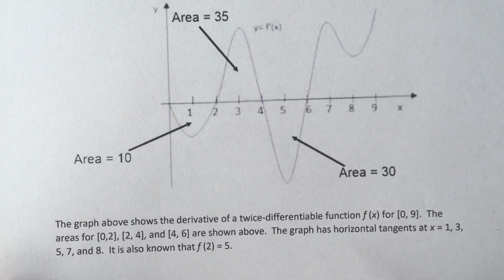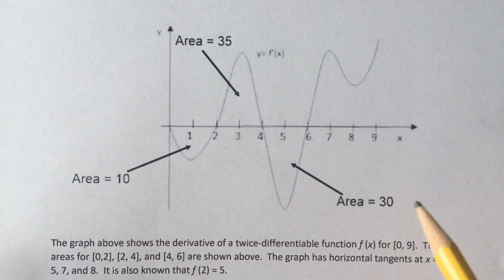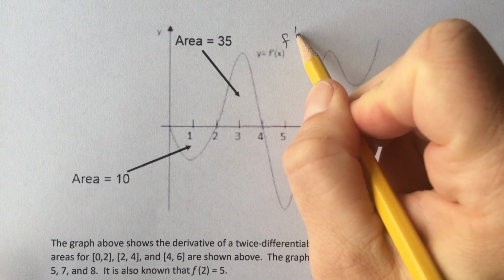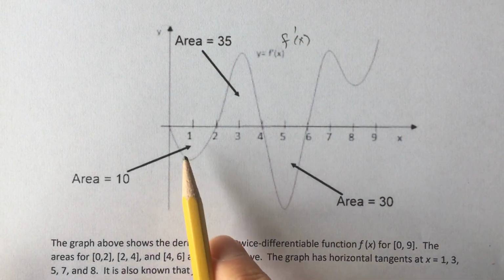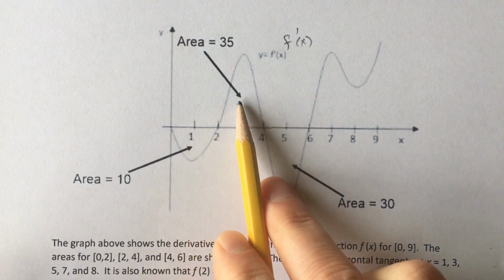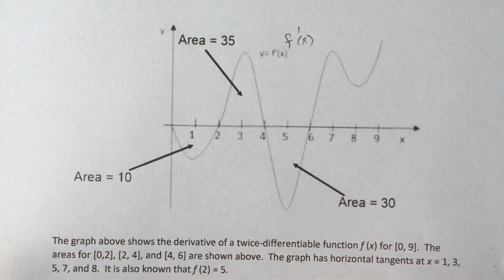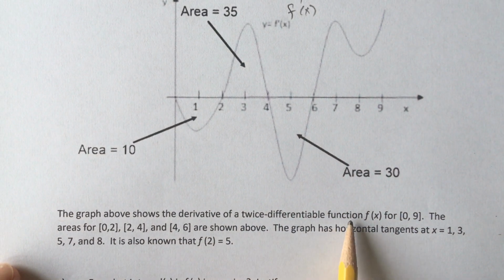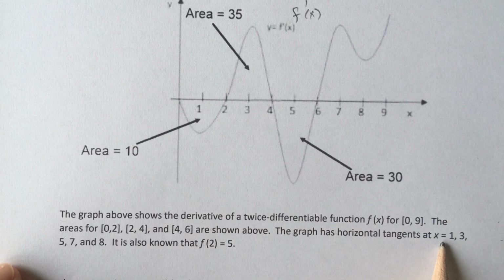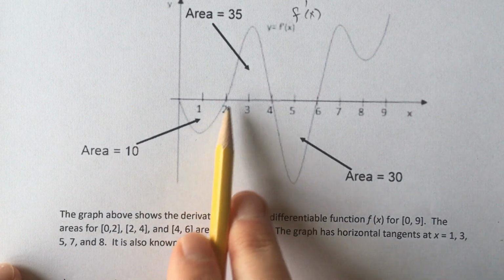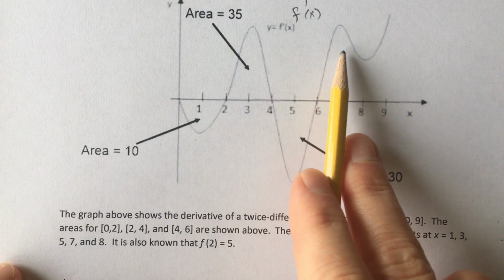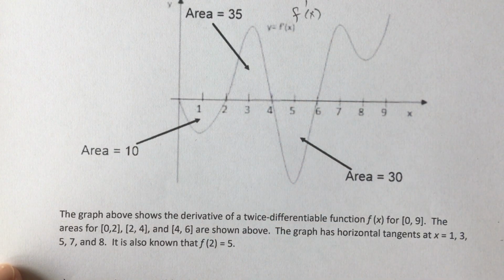So they gave you this graph. They told you this was f prime of x, so this is our derivative graph. We see that this area here was 10, this area was 35, and this area was 30. They don't tell you anything about over here. And we're told that it has horizontal tangents at 1, 3, 5, 7, and 8, so where we would expect them to be, we can be sure that that's exactly where those are.